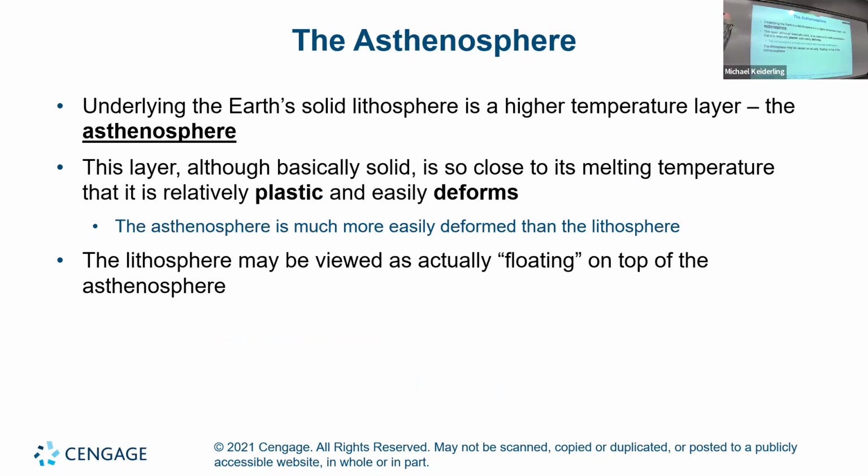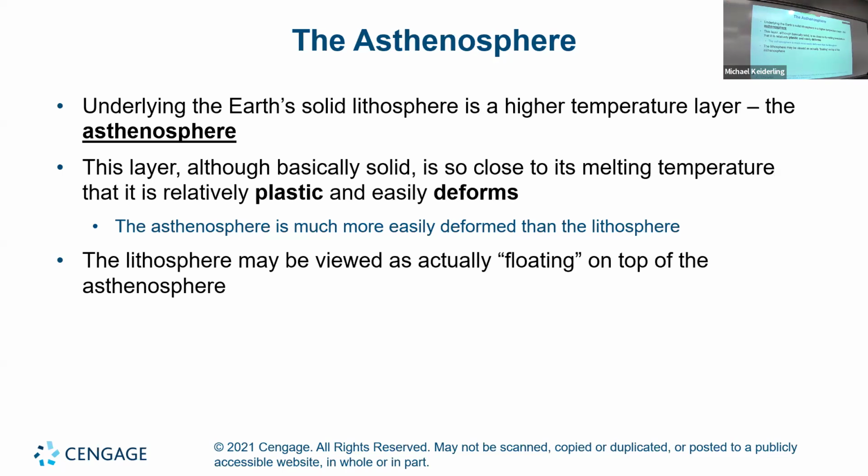So these continental plates are made of what is called the lithosphere, which is the upper layer that is the crust and the rigid portion of the mantle below it. Below that, there is a higher temperature layer, which is softer and flows more easily. This is the asthenosphere. It's basically solid, but flows over very long time periods.